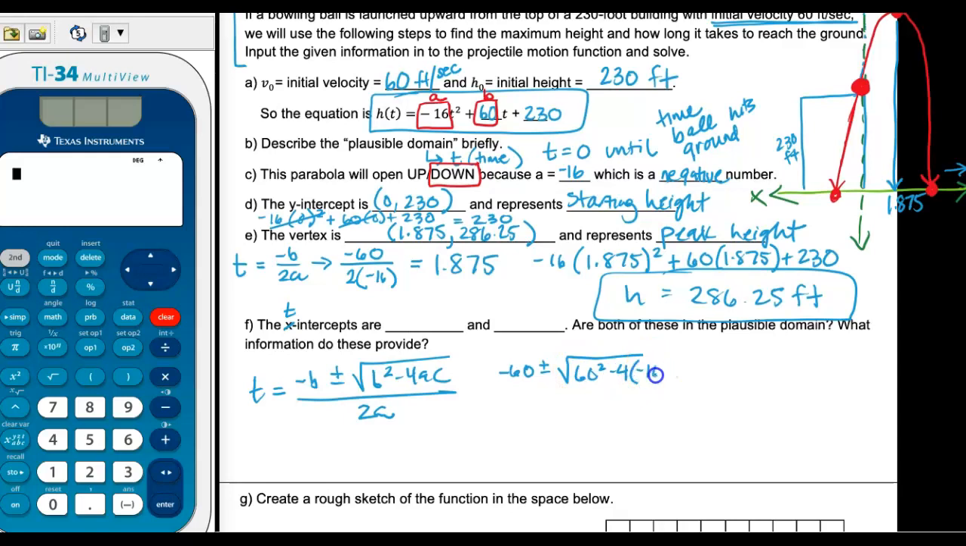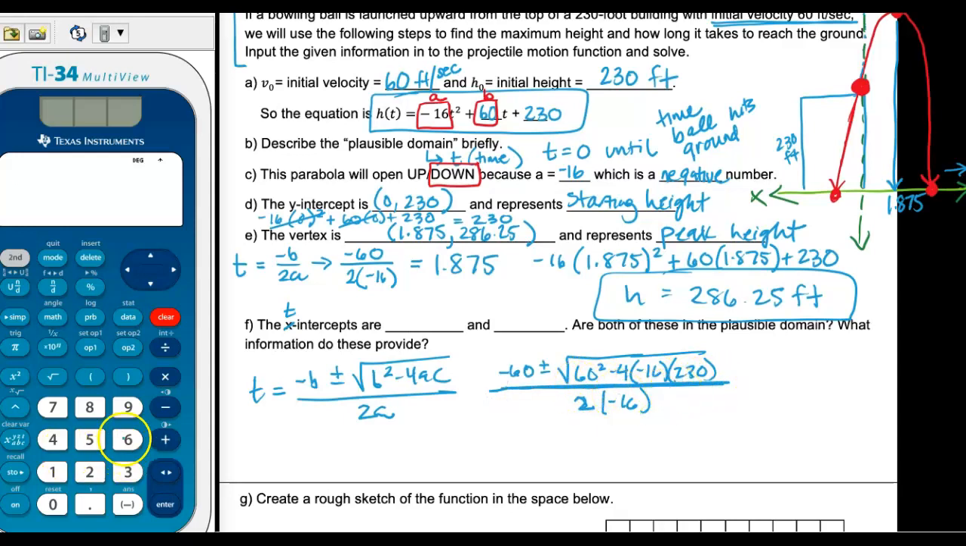My a value is negative 16. My c is 230, all divided by 2 times negative 16. Make sure when you divide, you're dividing everything, including that negative 60. Okay, and so we're going to go ahead and simplify.